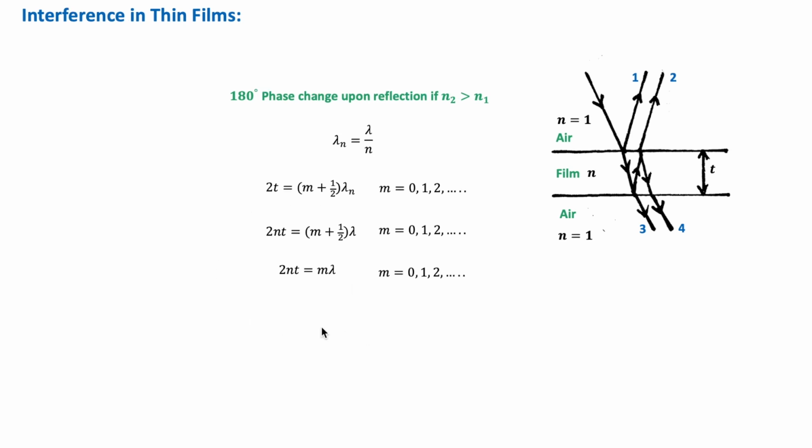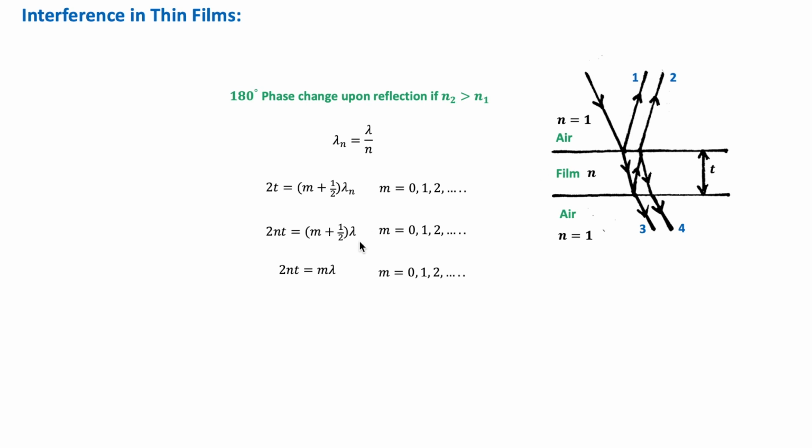So note that these conditions take into account the additional 180 degrees phase change between 1 and 2 due to the reflection of 1. And also these conditions are valid when the medium above and below the thin film is the same kind of medium, whether the refractive index of this medium is less than that of the film, such as in this case, or greater than that of the film, okay? Still these conditions apply. Because in either case, the two rays 1 and 2 will be out of phase by 180 degrees due to reflection.